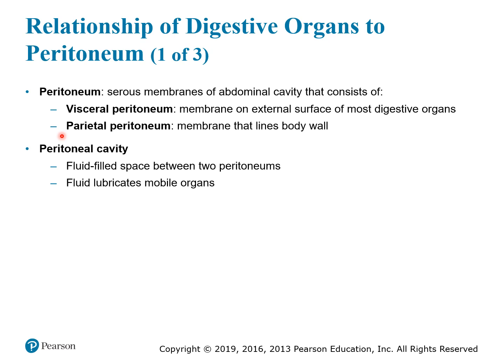The visceral peritoneum is attached on the external surface of most of the digestive organs. Some organs, at some points, are not covered by the peritoneum. When you read in detail, you will learn that. So the visceral peritoneum is a membrane on the external surface of most digestive organs, and the parietal peritoneum is the membrane that lines the body wall. In between these two layers, we have a peritoneal cavity. The peritoneal cavity is a fluid-filled space between the peritoneums, and that fluid lubricates the mobile organs.